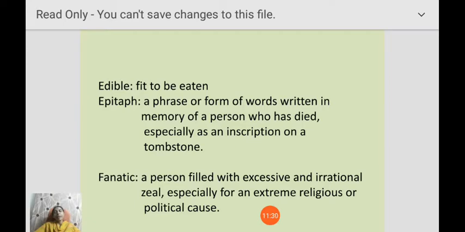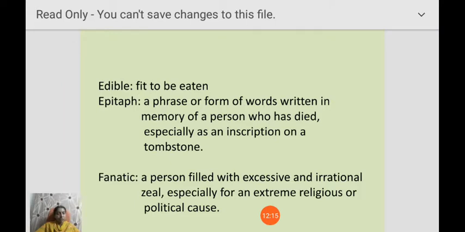Now let's come to the next one, edible. Something that is edible is fit to be eaten. If it is fit for eating, then we call it edible. Let's take coconut oil. Does anybody eat coconut oil? Yes, people eat coconut oil. So that's why we call it edible oil. And we make many kinds of oils.